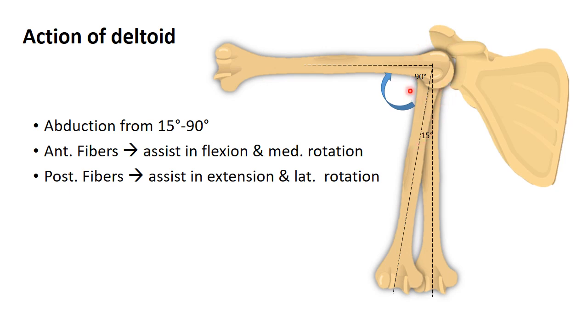All the movements of the shoulder joint can be performed by the deltoid except adduction. So the anterior fibers of the deltoid flex the shoulder joint and medially rotate, while the posterior fibers extend and laterally rotate, and the lateral fibers, as we've already discussed, abduct. It is the powerful abductor of the shoulder joint beyond 15 degrees.